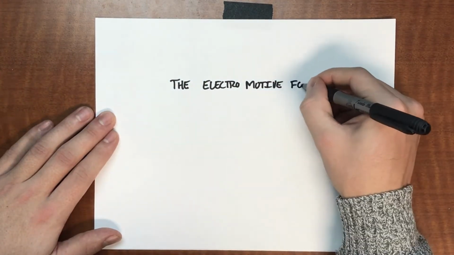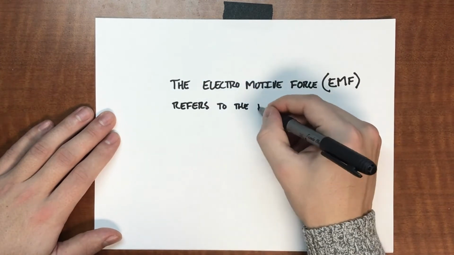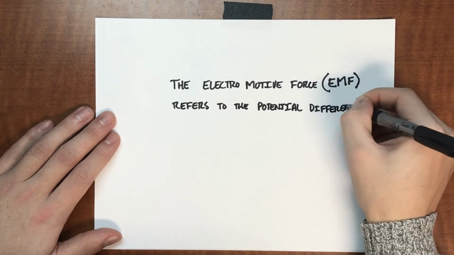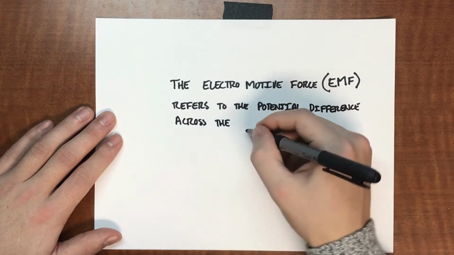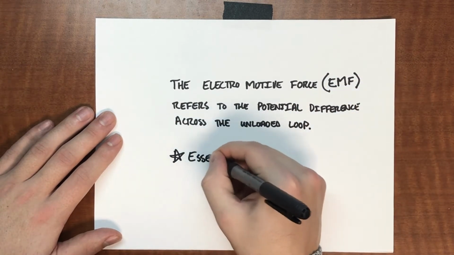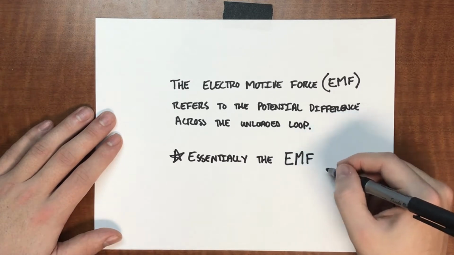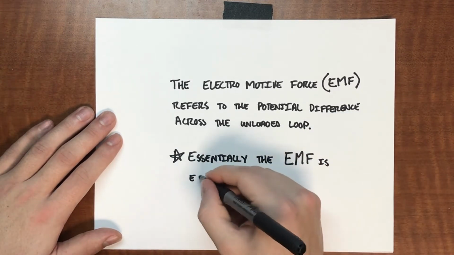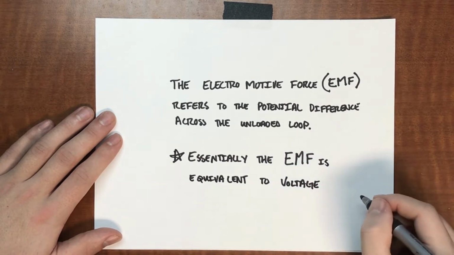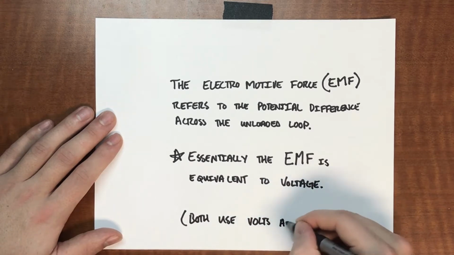So the electromotive force, or EMF, many people don't know what that is, but it simply refers to the potential difference across the unloaded loop of a circuit, or a coil. Or in other words, basically the EMF is equivalent to voltage. Both of them use volts as their main units, and they're just measuring the potential in a circuit. So that's basically it.